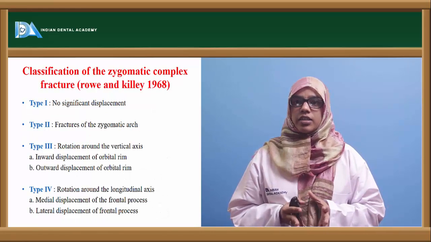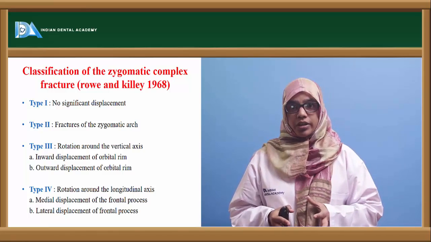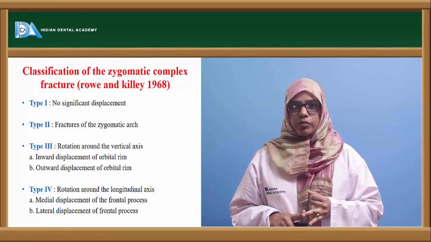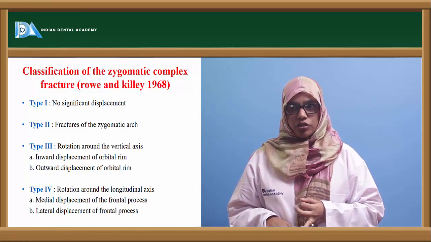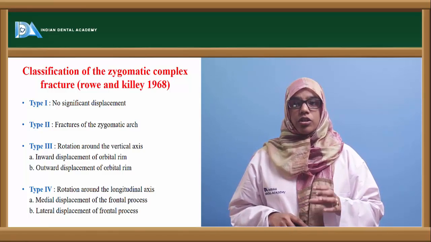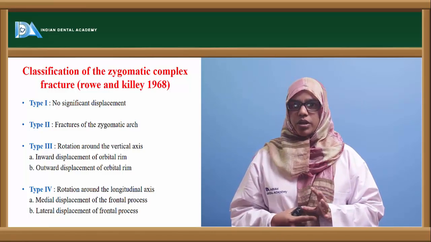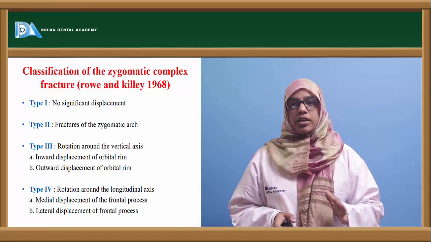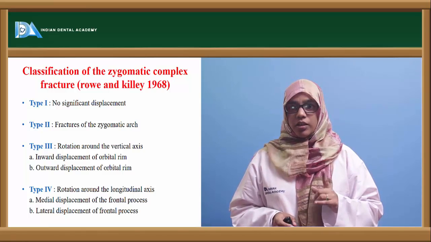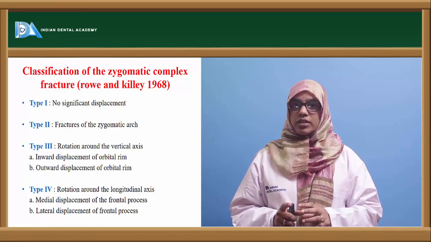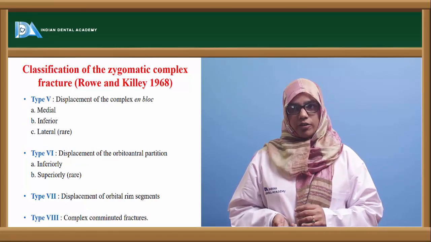Rowe and Killey have divided it into 8 types. Type 1 is non-significantly displaced fracture. Type 2 is fracture of the zygomatic arch. Type 3 is rotation of the arch along the vertical axis, that is, there is inward displacement of the orbit or outward displacement of the orbit. Type 4 is rotation that occurs at the longitudinal axis, that is, the frontal process is either displaced medially or laterally.